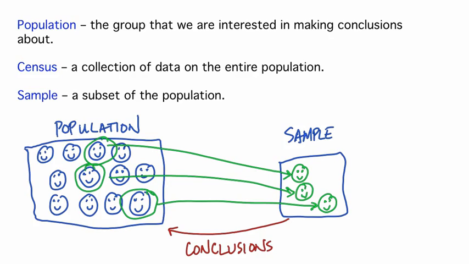A typical example of this is a poll. Our population is all people living in an area, and we're interested in what they think about an issue, or how they would vote if an election was held that day. A poll would ask a sample of the people in order to make conclusions about the opinions of all of the people, or the population.